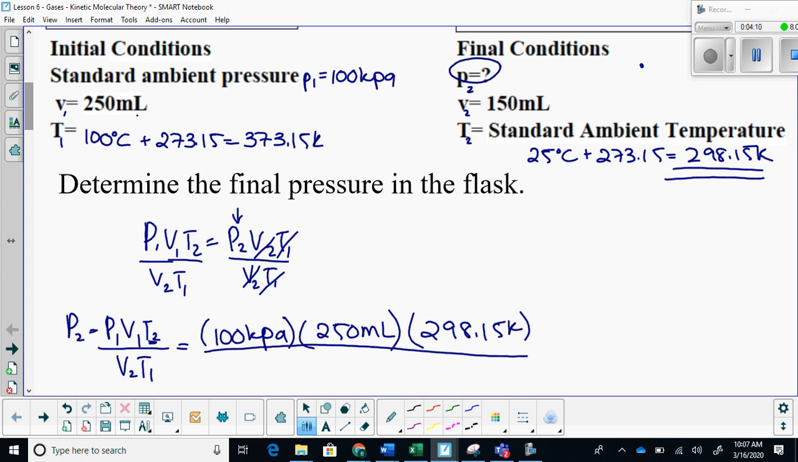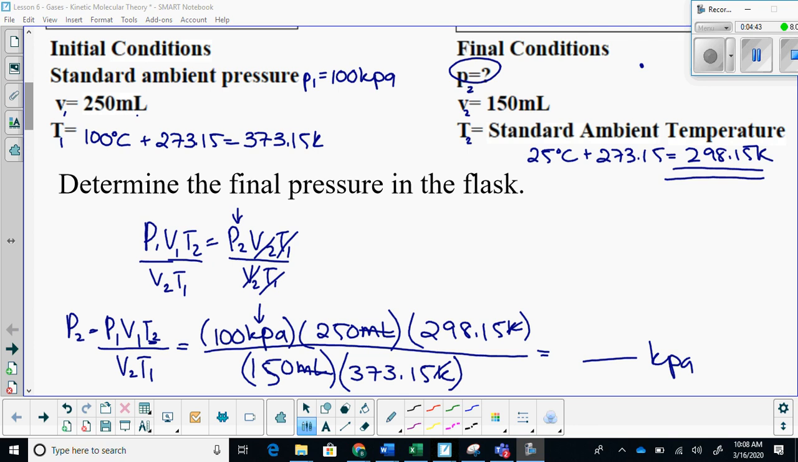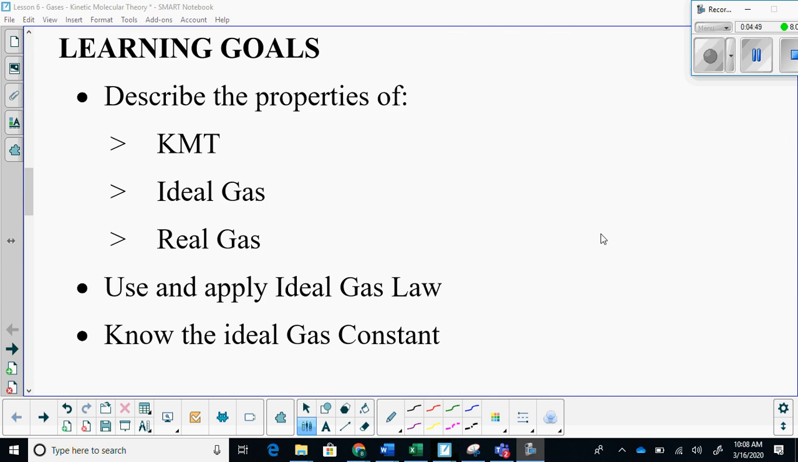Divide by V2, which is 150 milliliters, and T1, which is 373.15 Kelvin. Kelvin cancels out with each other, milliliters cancels out with each other, and you are left with kilopascals, which is great because we are looking for pressure. Once you plug that into your calculator, you should get a rounded answer of, we get a final pressure of 133 kilopascals. All right, let's jump into today's lesson.